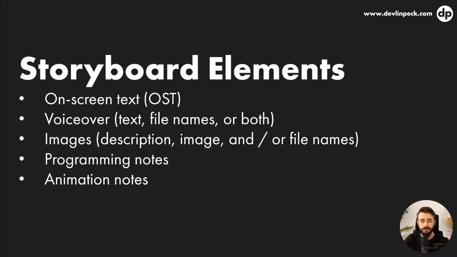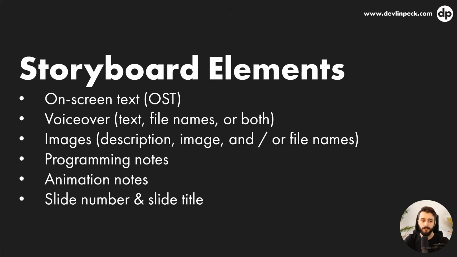Animation notes. Sometimes this is combined with programming notes and everything the programmer needs to know will go in one section. Or we could have a specific animation notes section, and this is where we would maybe tell the developer where to animate in the different objects based on the narration or the voiceover. So for example, maybe after the first sentence, we're animating in one image, and after the second sentence, we're animating in some specific on-screen text. All of that can go in the animation notes, or if they're combined, programming notes can include all of that.